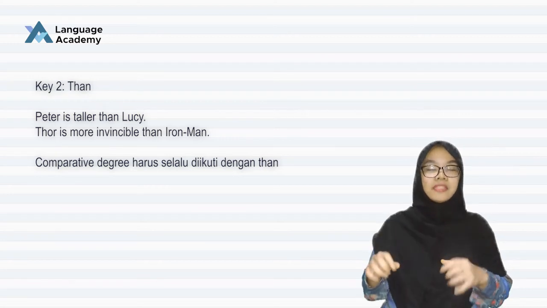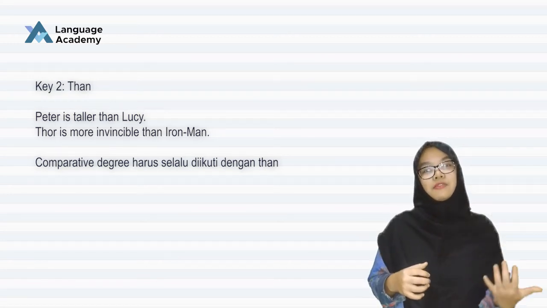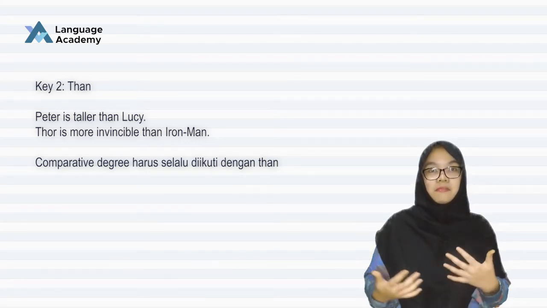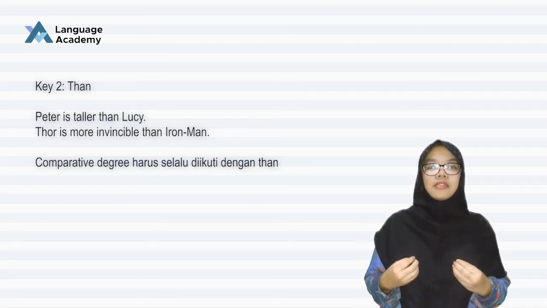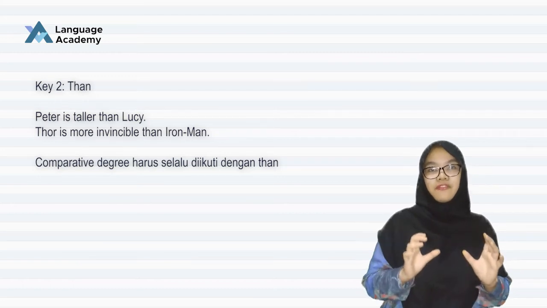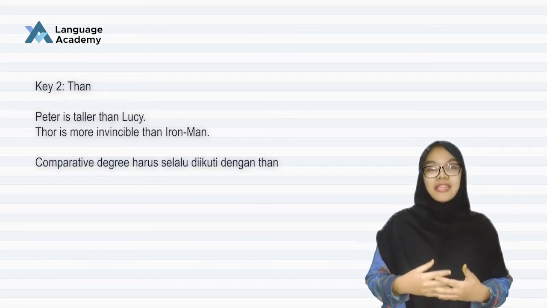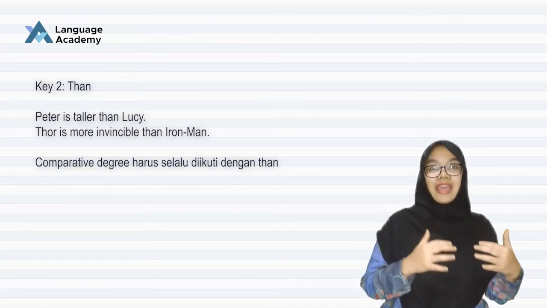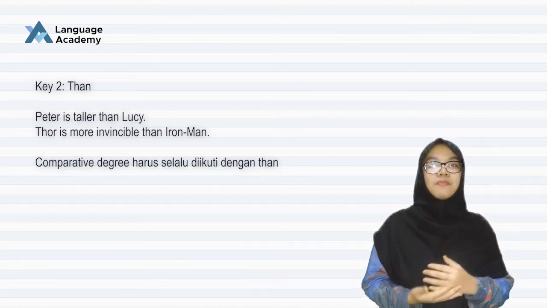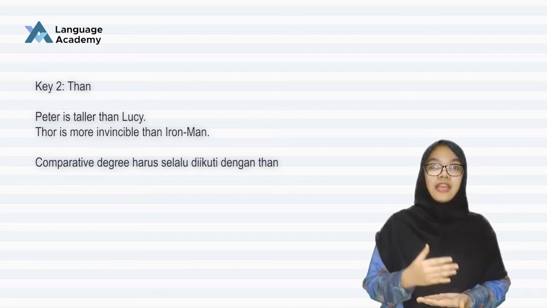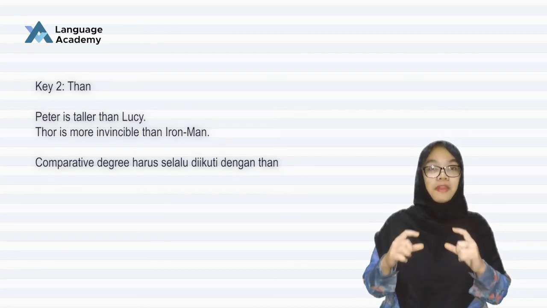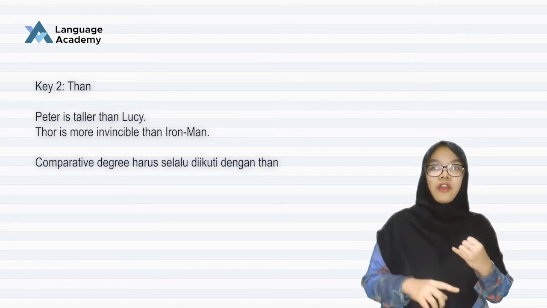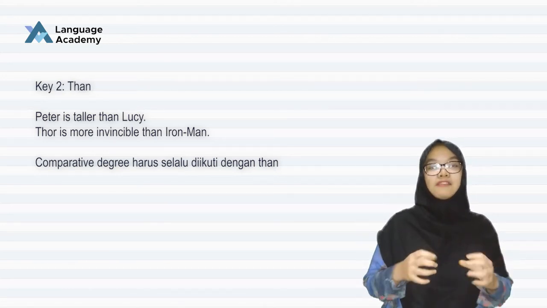bukan from. Jadi ini adalah salah satu kesalahan yang sering dilakukan oleh teman-teman yang sedang belajar bahasa Inggris. Teman-teman suka sering bilang Peter is taller from Lucy. That is wrong. Yang harus teman-teman gunakan adalah Peter is taller than Lucy. Dan ini merupakan rules yang absolute. Ketika menggunakan comparative, diikutinya harus dengan than. Tidak boleh from, tidak boleh of, tidak boleh yang lain, harus than.